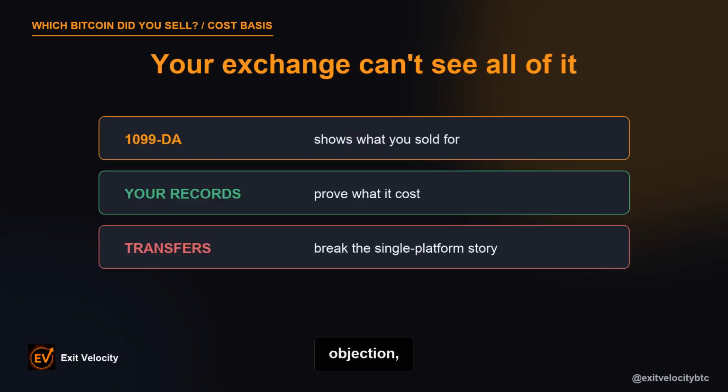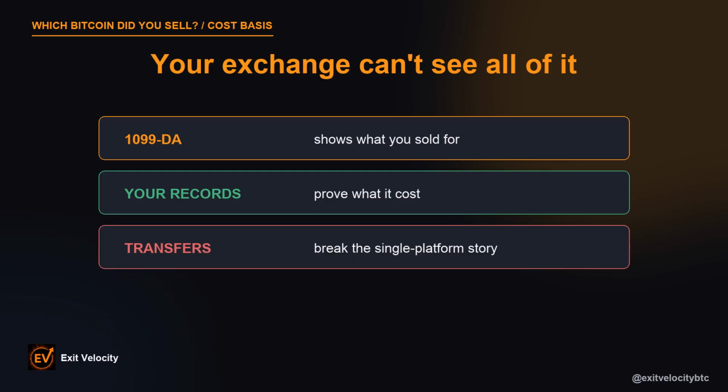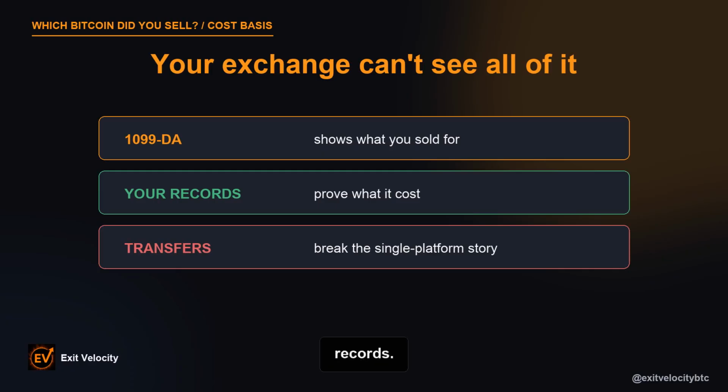Now the obvious objection: my exchange tracks all of this for me, so why should I care? Partly true, and it's getting more true, but it's a trap to rely on it. Starting with 2025 sales, brokers report your gross proceeds on a new form, the 1099-DA, and basis reporting phases in after that for later years. There's even temporary relief for 2025 that lets you identify lots through your own books and records.